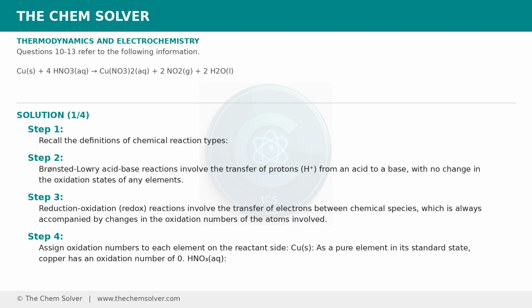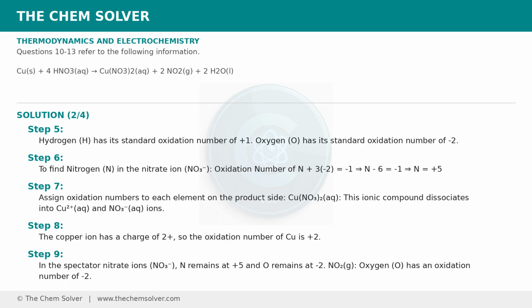Assign oxidation numbers to each element on the reactant side. Cu. As a pure element in its standard state, copper has an oxidation number of 0. HNO3. Hydrogen, H, has its standard oxidation number of +1. Oxygen, O, has its standard oxidation number of -2. To find nitrogen, N, in the nitrate ion, NO3-, the oxidation number of N + 3(-2) equals -1, therefore N - 6 is equal to -1, therefore N equals +5.